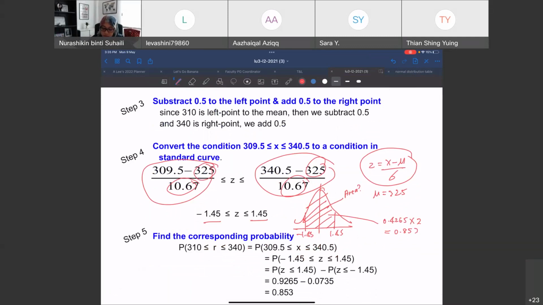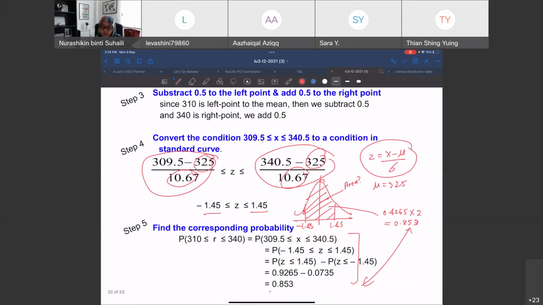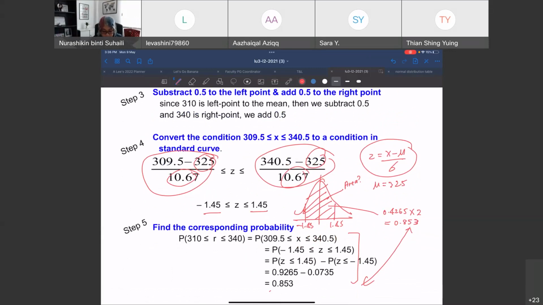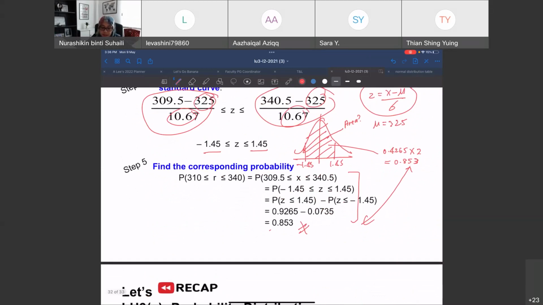If you don't understand the working in the slides, it is not that it is incorrect, but it is a bit lengthier. You can just go straight to my method, which is easier: multiply by 2, which gives 0.853. Some of the workings in the slides are a bit tricky, so just refer to my method. That's how you solve it. So the answer is 0.853, which answers the question: find the probability between 310 and 340. You can check that 0.853 is less than 1, so that makes sense, because it should be less than that.